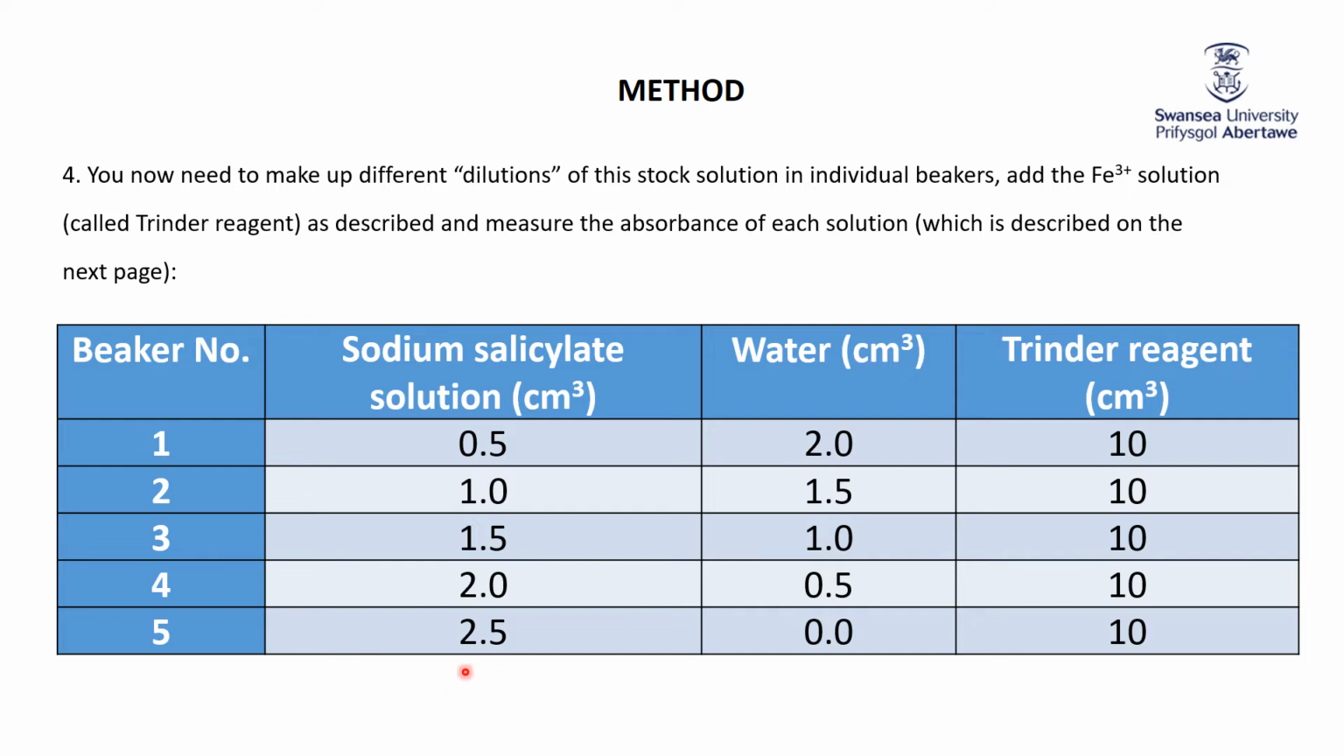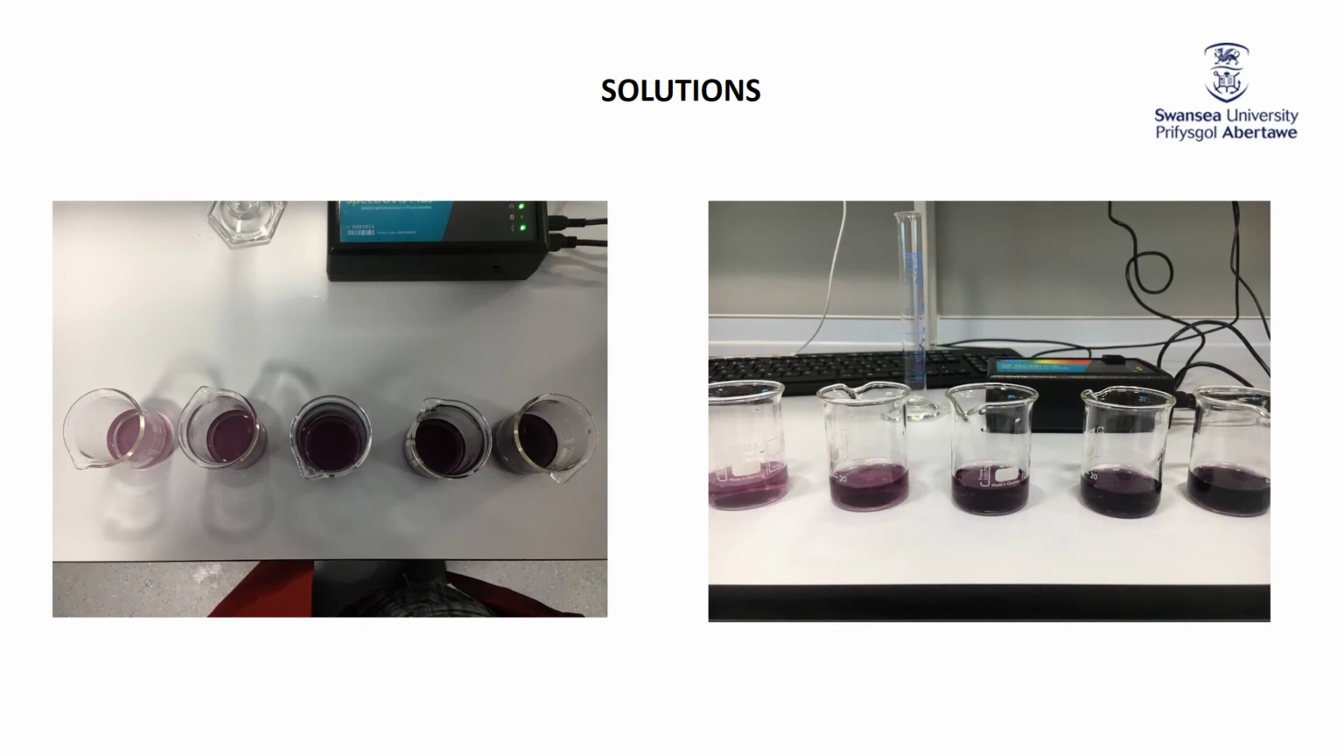Now, when I add the Trinder reagent, it makes it purple, and you can actually see those different concentrations by the extent of the purple color on this slide here. So this was solution 1 all the way up to 5. You can sometimes see things a little bit better from the top or the side. You can certainly see, I hope, that as I go 1, 2, 3, 4, 5, my solutions are becoming more intensely purple because I have more sodium salicylate that's reacting with the iron in each of those.